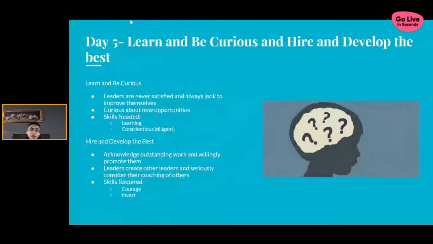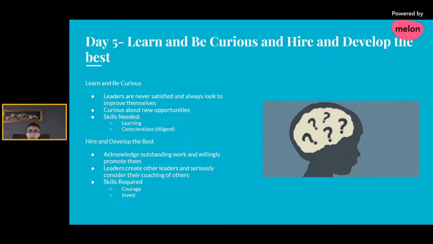So let's finish discussing the rest of the principles. Next, learn and be curious. Leaders are never satisfied and always look to improve themselves. They're curious about new opportunities. In order to do so, they must be able to learn and be diligent.